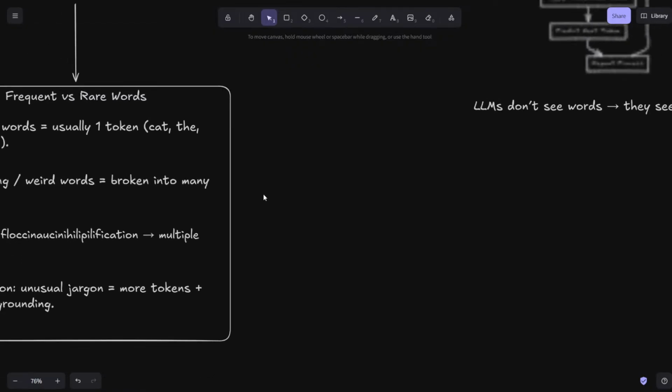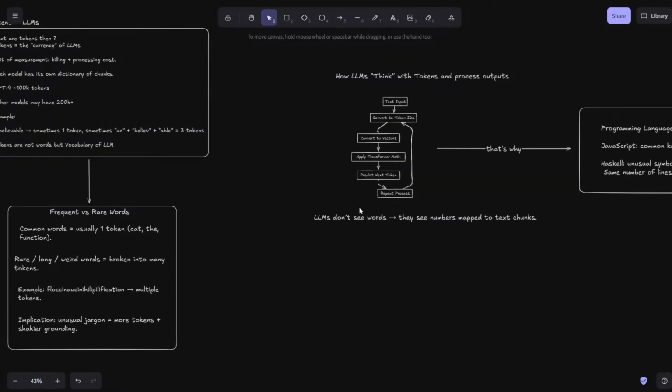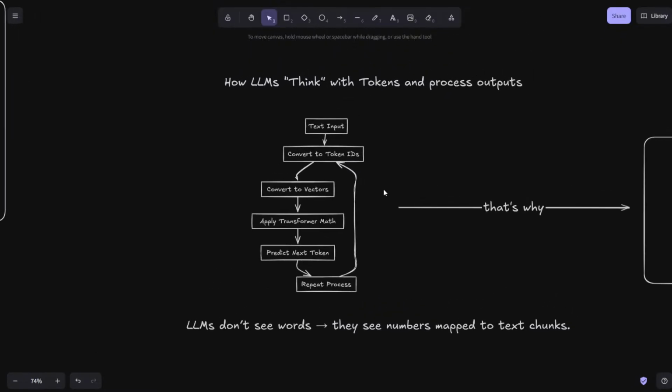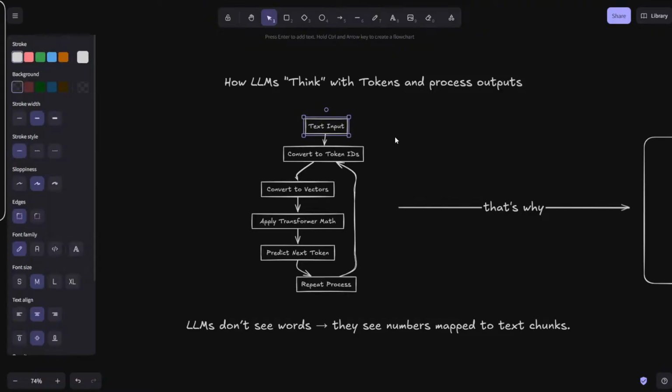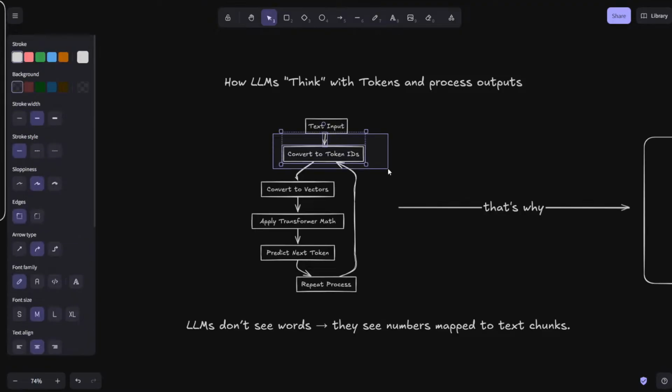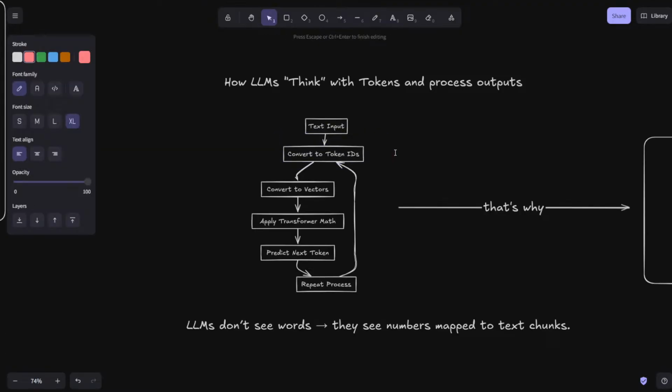Now we have understood what tokens are. We gotta understand how they really think. After the token is divided, it is broken down into different parts for the transformer to work with. So how do LLMs really think? This is the text input that is given to it, then it is converted into token IDs, for example an array like 12, 14, 2, and so on.